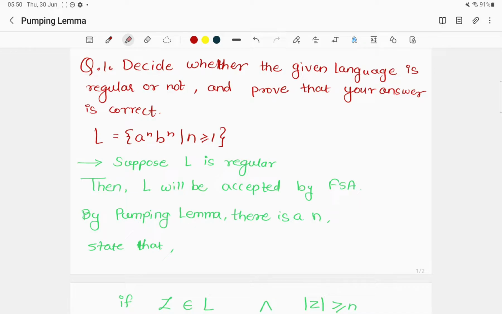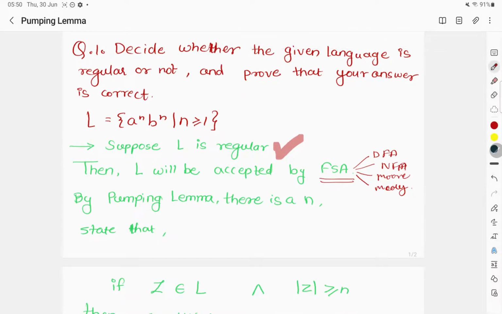So what is the language that is given to me? L is equal to a raised to n, b raised to n, where n is greater than or equal to 1. This is the question given to me. The very first thing I have to do is always assume that the given language is regular. That means L will be accepted by a finite state automata. Finite state automata means your DFA, NFA, Moore, Mealy, everything will come in the finite state automata. That means if a language is regular, then it can be accepted by all of these.